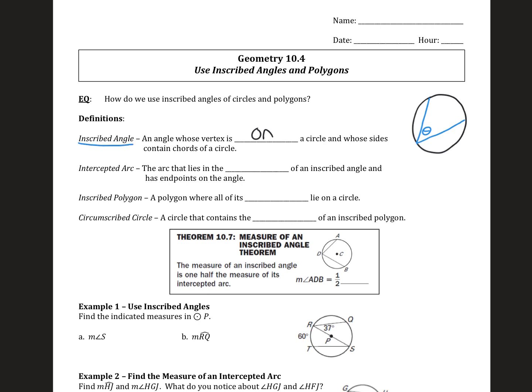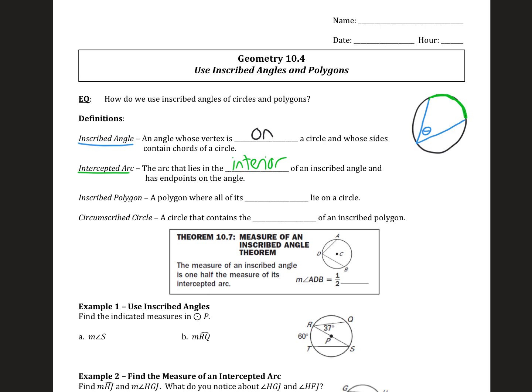An intercepted arc is the arc that lies in the interior of an inscribed angle and has endpoints on the angle. So the intercepted arc is basically the part of the circle that touches the ends of the inscribed angle. It's kind of like the angle is the outside, and it contains the arc. The intercepted arc meets the ends of the inscribed angle.